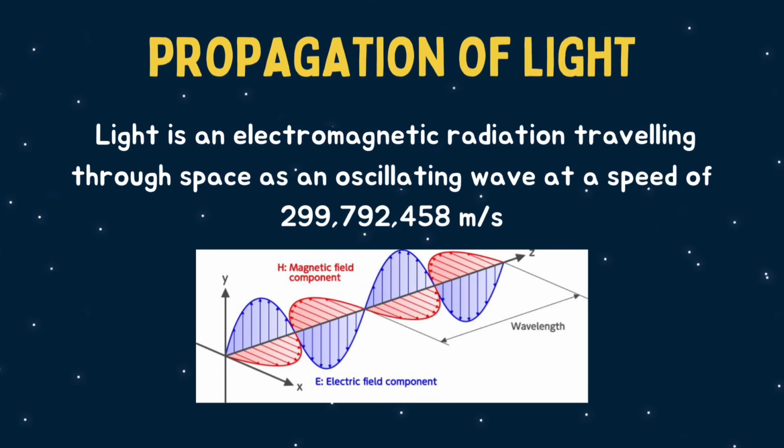Propagation of light is the process by which electromagnetic waves transfer energy from one point to another. It is referred to as light propagation. To understand the propagation of light, electromagnetic waves are created as a result of vibration produced between an electric field and magnetic field.